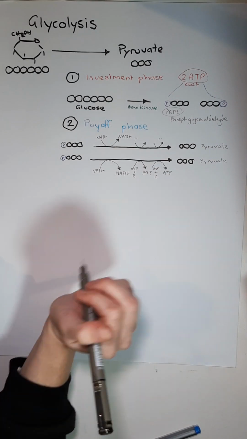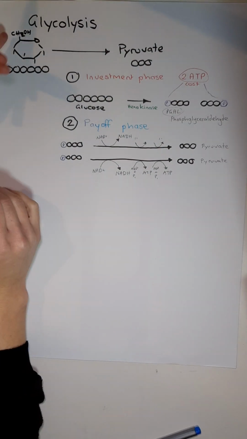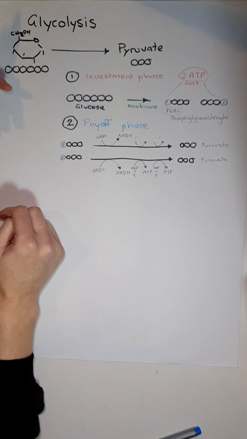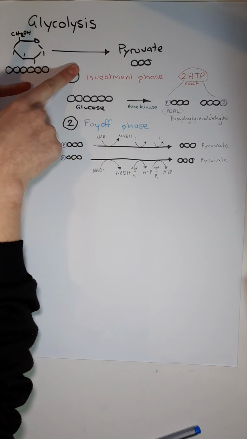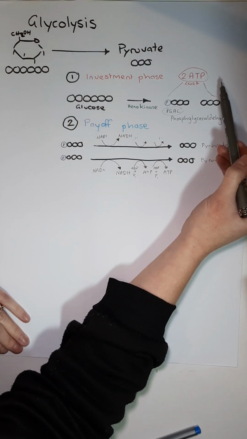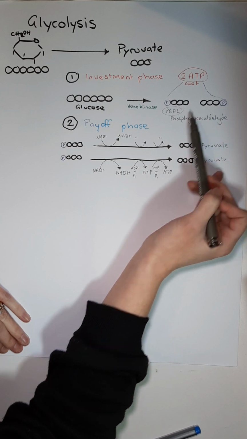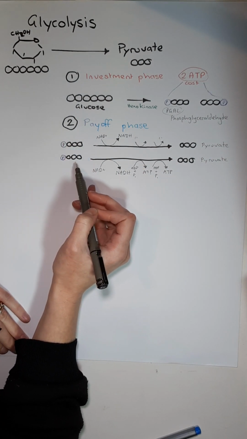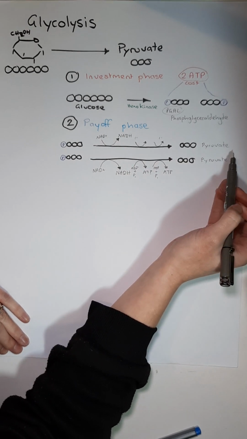So overall, we can see that the process of glycolysis takes us from glucose to pyruvate via 2 stages, the investment phase and the payoff phase. In the process, we have to spend 2 ATP to form these PGAL phosphoglyceraldehydes, and then they get turned through a series of steps into pyruvate.